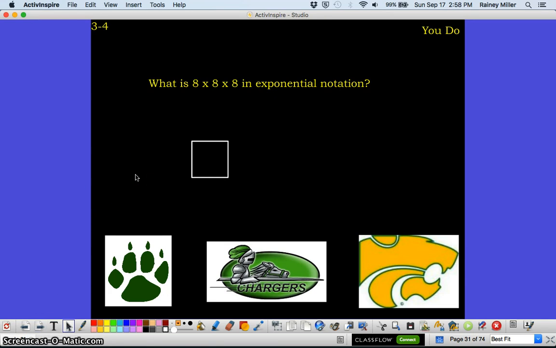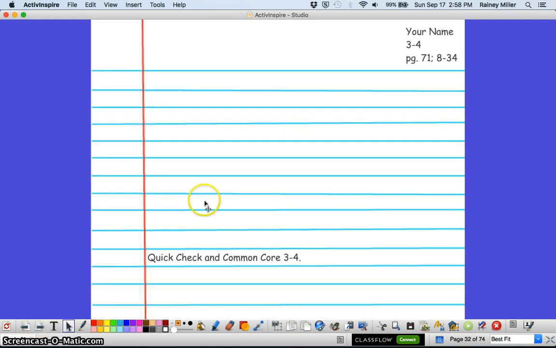Okay, so this one, they want you to put 8 times 8 times 8 in exponential form. So go ahead, stop the video, and write it down quick. Okay, so that's going to be 8 to the 3rd power. Hopefully this is making sense. Your homework assignment for today is going to be page 71, and you're going to do 8 through 34. All of it deals with exponents.